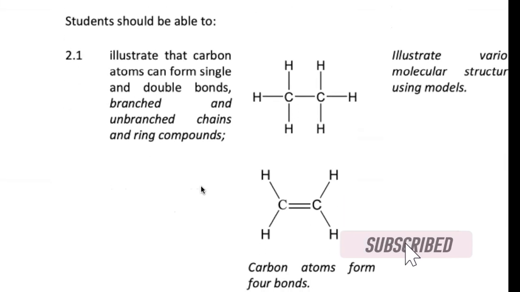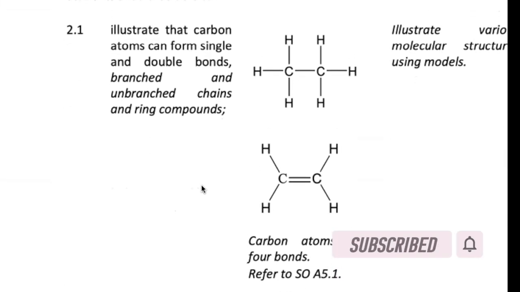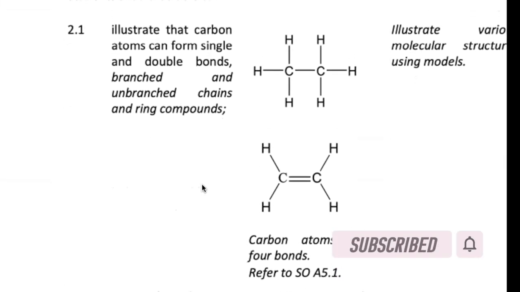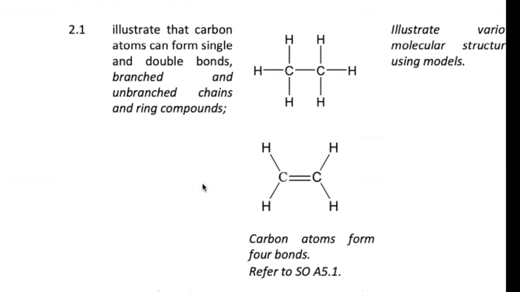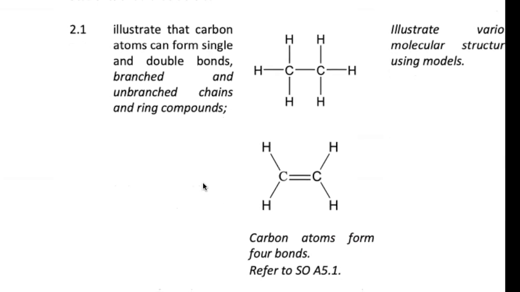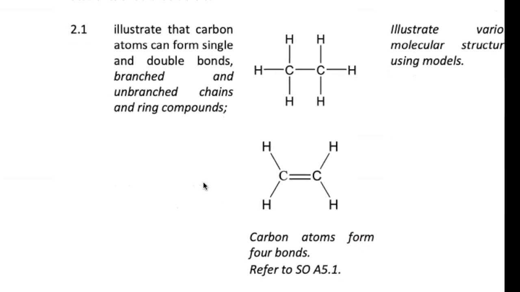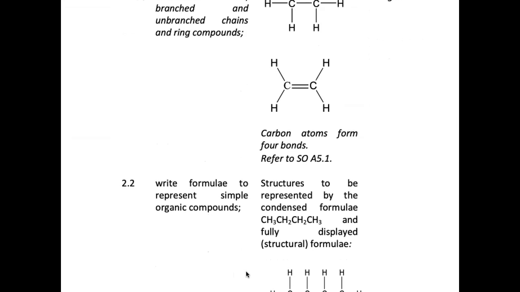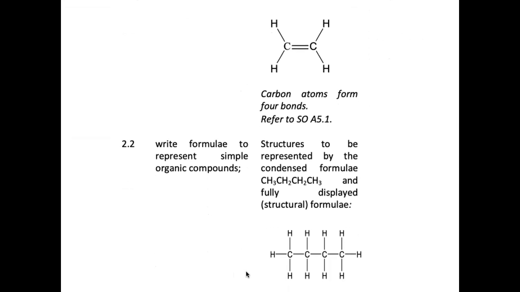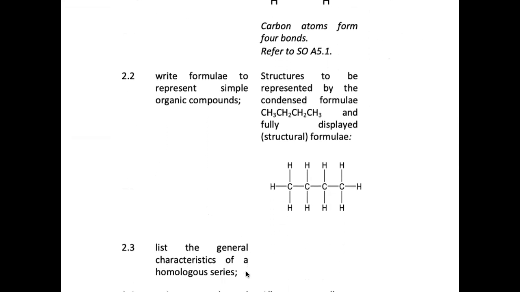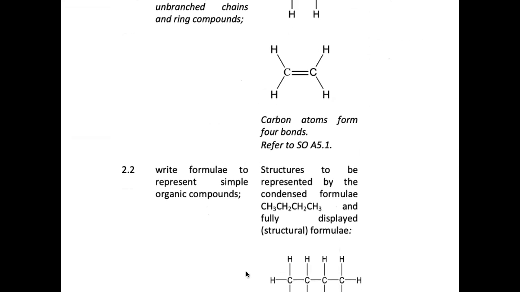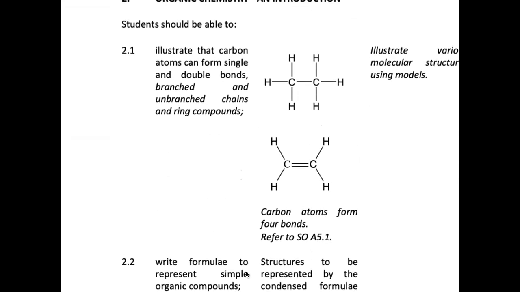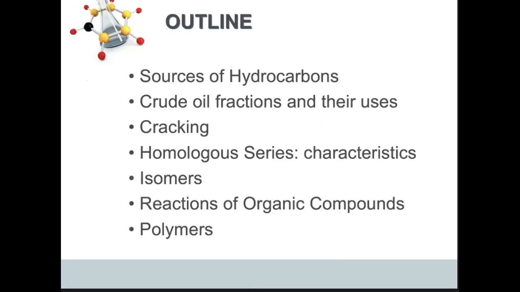And then they want us to illustrate that carbon can form single and double bonds, branched and unbranched chains, and also ringed compounds. So just do simple illustrations. We should also write formulae to represent simple organic compounds. Not sure if we're going to get as far as that one. List the general characteristics of a homologous series. We're just going to use some of the examples that they have right here to help with those illustrations. So let's get right into it.